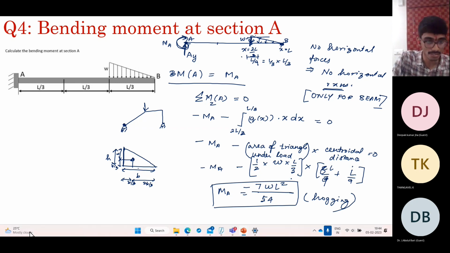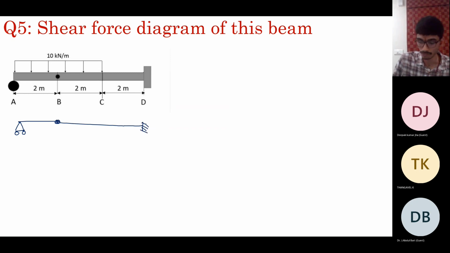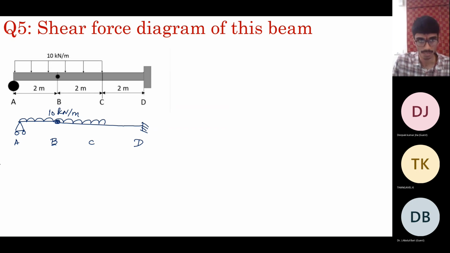So let's move on to the next question. So let's draw the shear force diagram of this beam. So what is shear force? It is one kind of the internal forces. If you idealize this beam, you have an internal hinge and you have a cantilevered fixed support. So this is A, B, D, and C. So you have a continuously distributed loading of 10 kilonewtons per meter. And each of the spans is 2 meters. This is 2, 2, and 2.